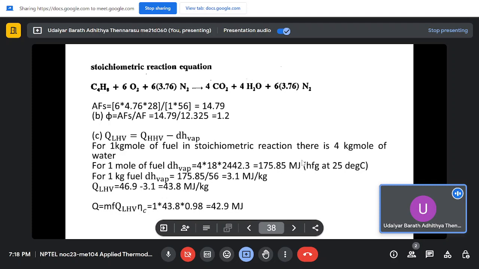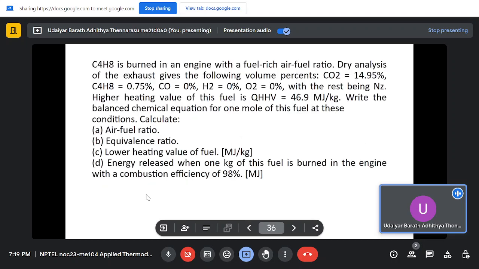So this is the actual amount of heat taken for water to evaporate. So 175.85 divided by 56, for finding it in terms of kg of fuel, will come out to be 3.1 megajoule per kg. So QLHV, as already said, is the heating value minus the heat of vaporization of water. So 46.9 minus 3.1 will come out to be 43.8 megajoule per kg. So we have found the lower heating value.